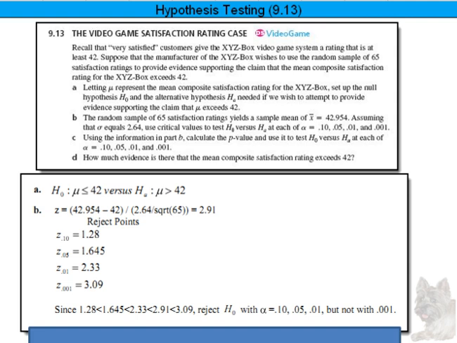All right, and that's because our Z-score falls below the 3.09 level, right? So we fell above the 1.28, 1.645, and the 2.33, but the 2.91 fell within the range of the 3.09 Z at 0.001.